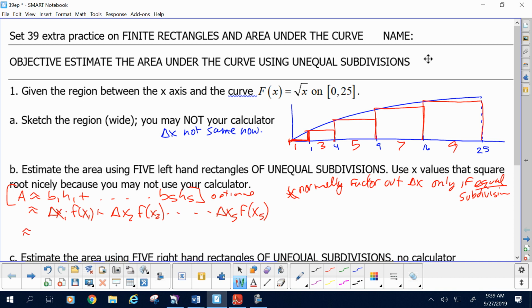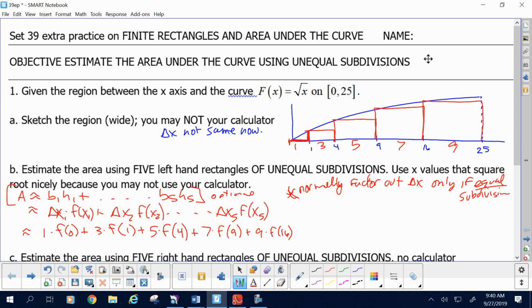Okay, so that said, the first delta is 1, and rather than go straight to the value, I'm going to communicate that the first height is using f at 0. Perfect, all right? The next rectangle will be a delta of 3 and f at 1. The third rectangle is a delta of 5 and f at 4. The fourth rectangle is a delta of 7 and f at 9. And the last, 9 and f at 16. You see where we're from?